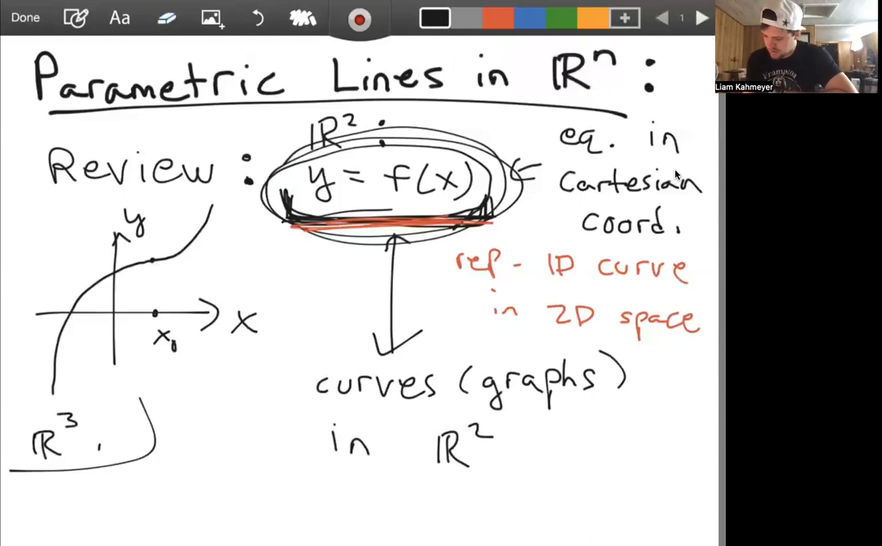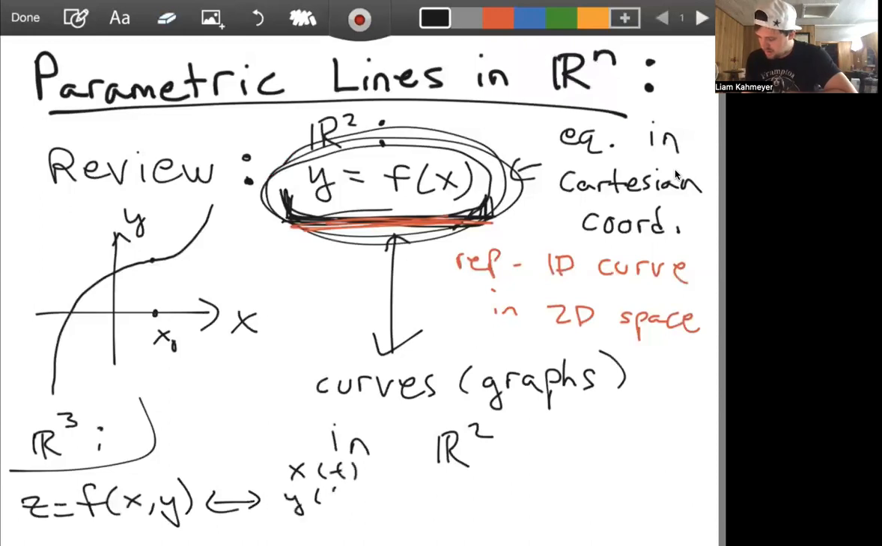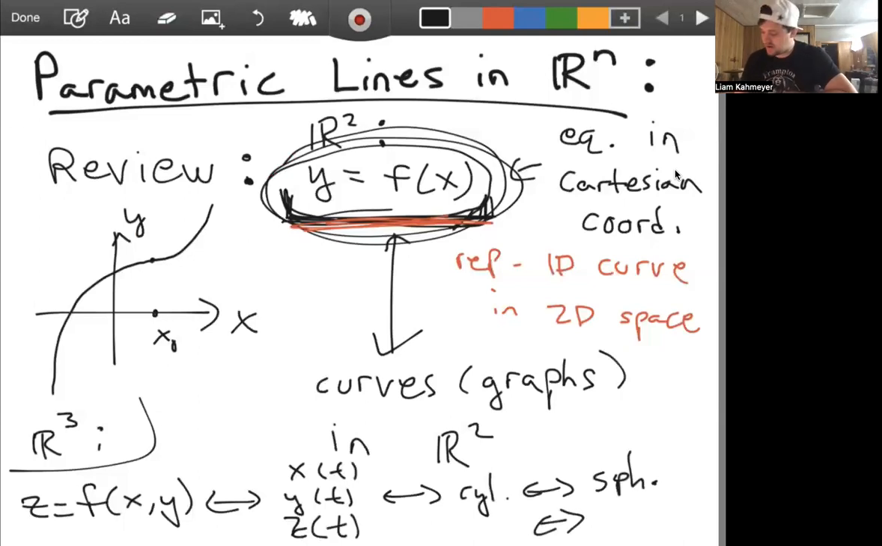In R3, for z equals f of x, y for some surface, we can still understand this in parametric equations. By parametric, I mean you introduce time, and so everything is viewed in a time variable. We can understand surfaces in cylindrical, in spherical coordinates, and in more complicated things like toric coordinates.